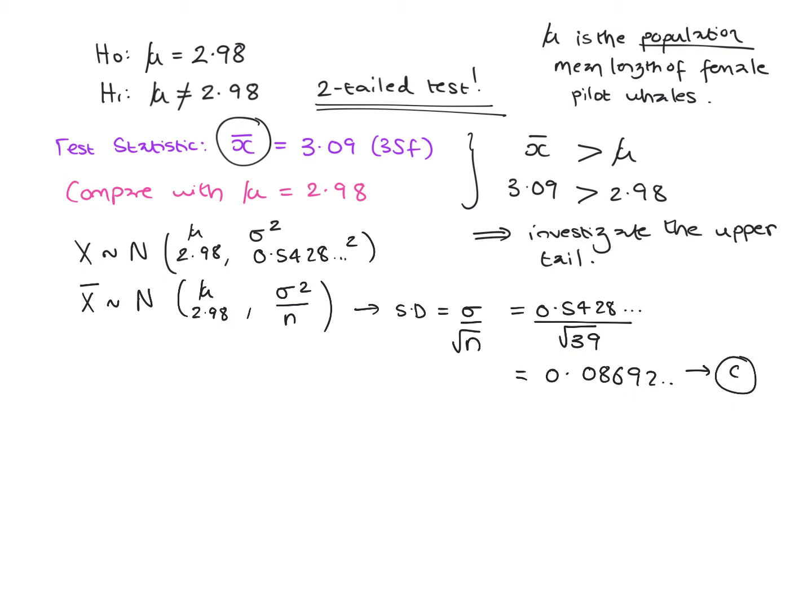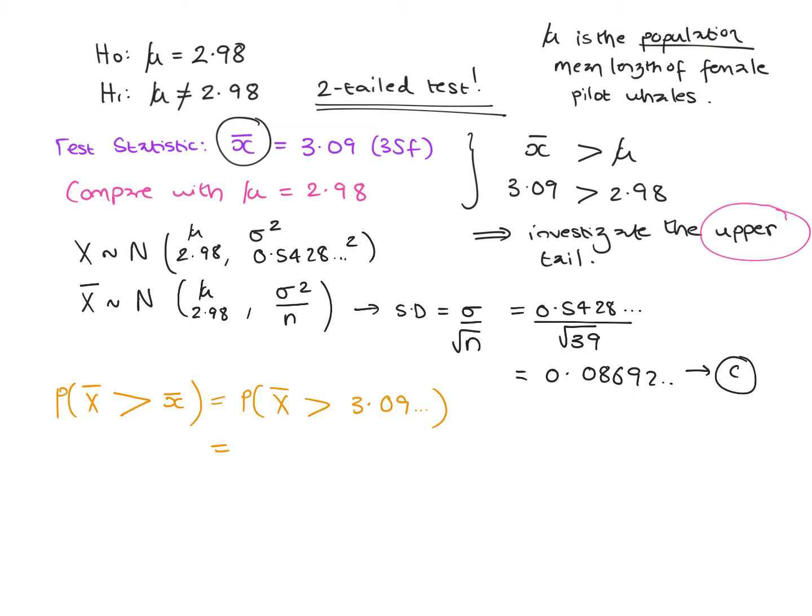Now, remember we said that we were going to investigate the upper tail. So the probability calculation that we need to work out here is the probability that x bar is greater than little x bar. So the probability that x bar is greater than 3.09. So we can do this in statistics mode on the calculator. We must make sure that everything is set up as it should be. So remember, in stats mode you want F5, you want the normal F1, normal continuous F2, and then let's make sure we've set up the calculation properly.